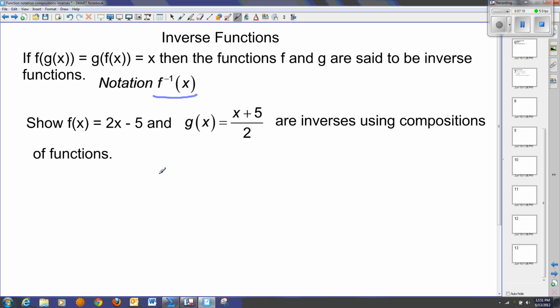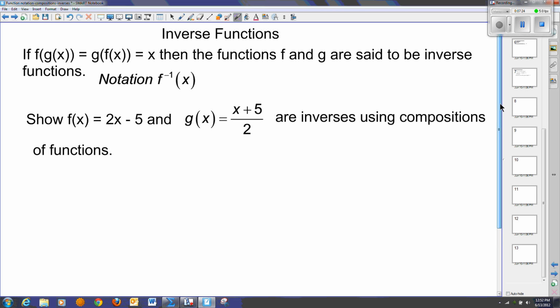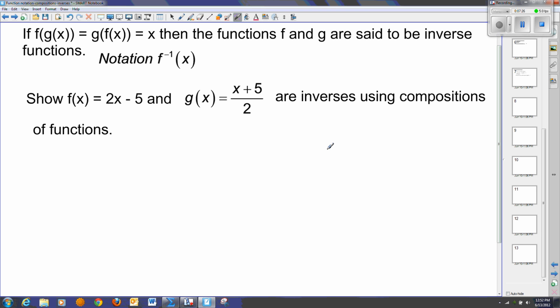We're asked to show that the function 2x minus 5 and the function x plus 5 over 2 are inverses, and we're going to do that using compositions. So our first step will be to find f of g of x. Let's do that.